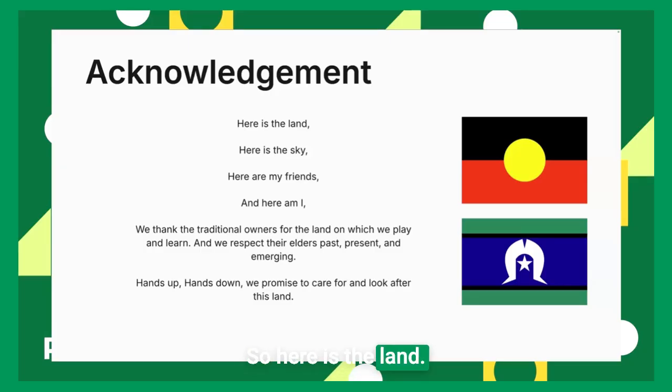So here is the land, so you can touch your desk or the floor if you're on the floor. Here is the sky up high. Here are my friends, and here am I. We thank the traditional owners for the land on which we play and learn, and we respect their elders past, present, and emerging. Hands up, hands down. We promise to take care for and look after this land.